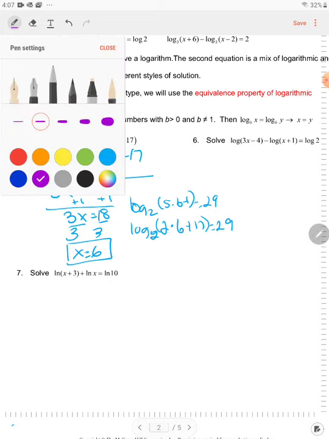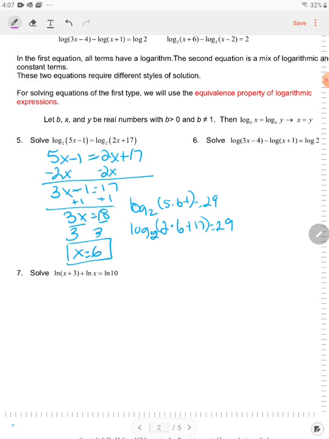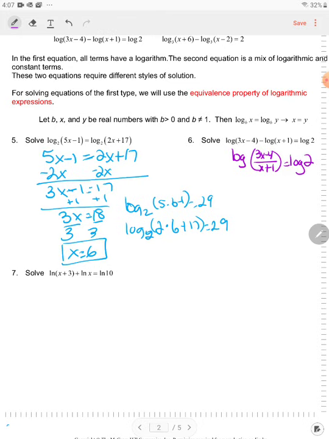All right, let's solve number 6. You have to have a single log. So log is base 10, so subtraction goes to division: log of 3x minus 4 divided by x plus 1 equals log 2. Then we have the same concept: if the logs are equal, the arguments have to be the same. So 3x minus 4 over x plus 1 equals 2.